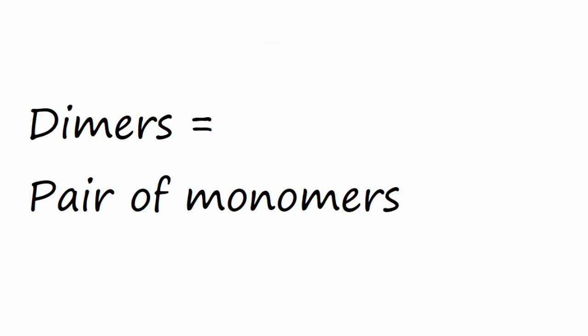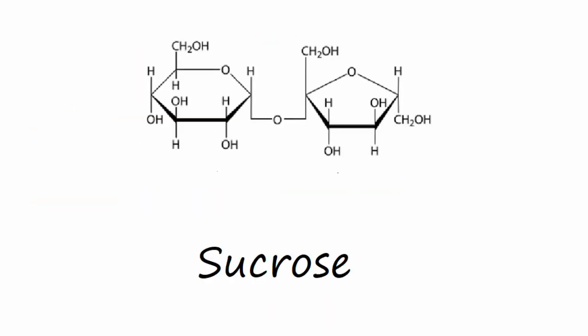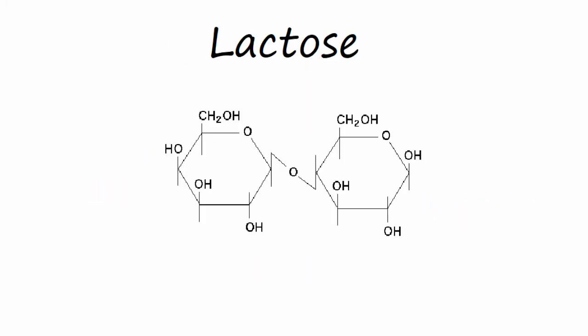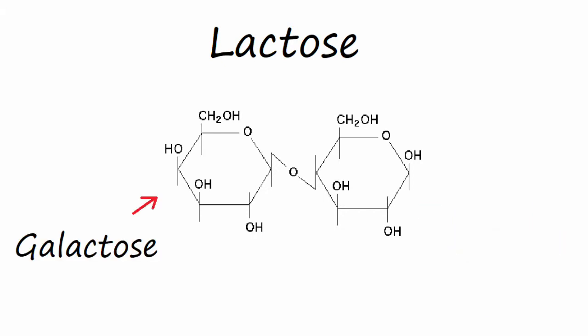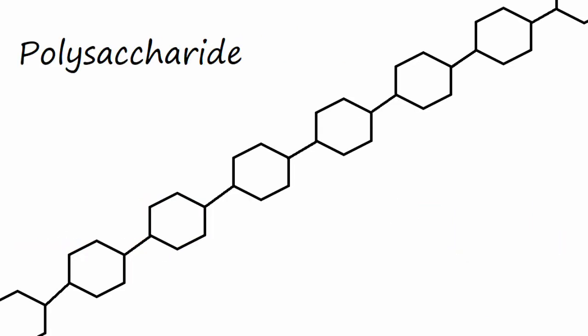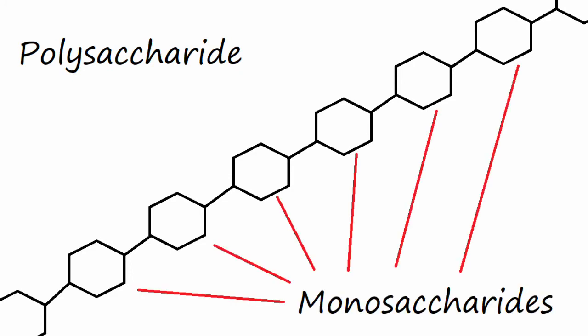These monosaccharides can pair up to form dimers like sucrose or table sugar, which is comprised of one glucose and one fructose, and lactose, the sugar found in dairy products, which is comprised of one glucose and one galactose. Carbs can also form polysaccharides, which are long chains of monosaccharides.